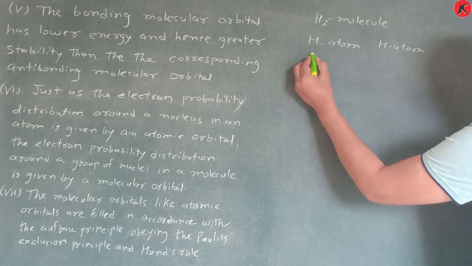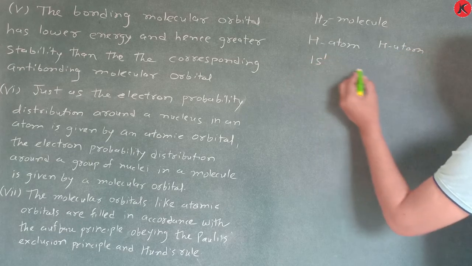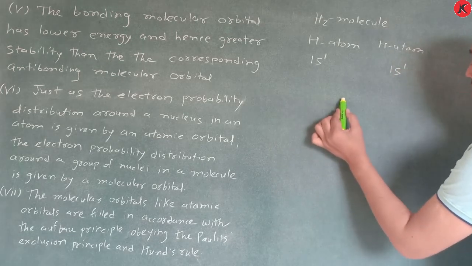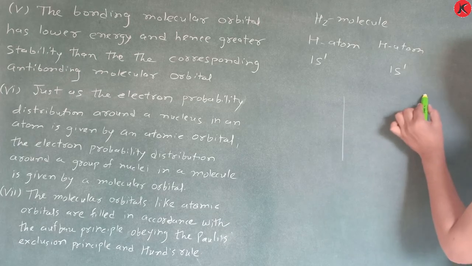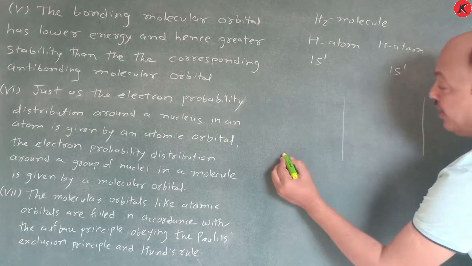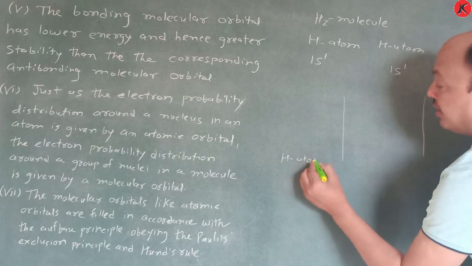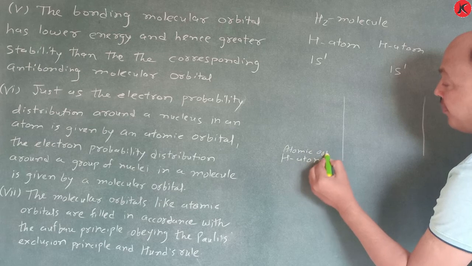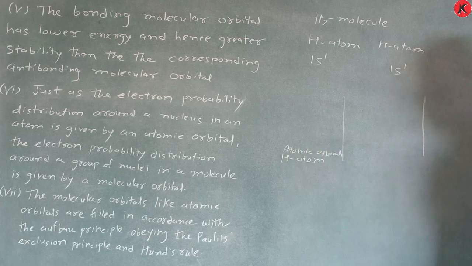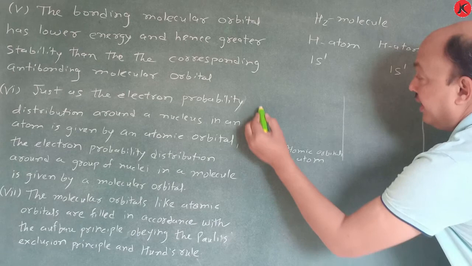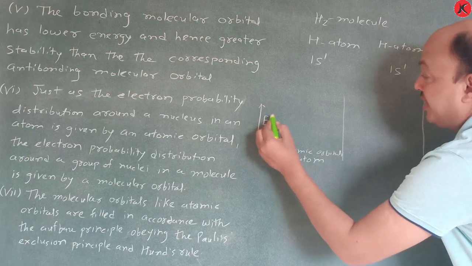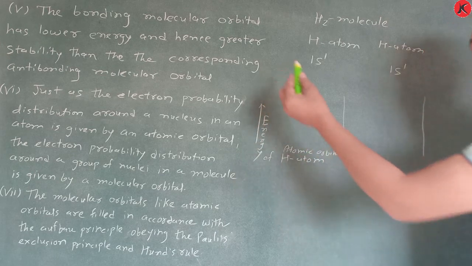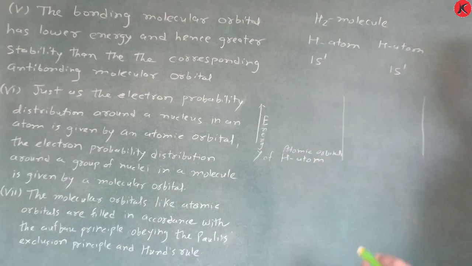The electronic configuration of this hydrogen atom is 1s1. So here, according to molecular orbital theory, there is a hydrogen atom and here the atomic orbitals of the hydrogen atom. Here energy is there. You have to remember this one. Energy increases upward. This is one graph diagram.